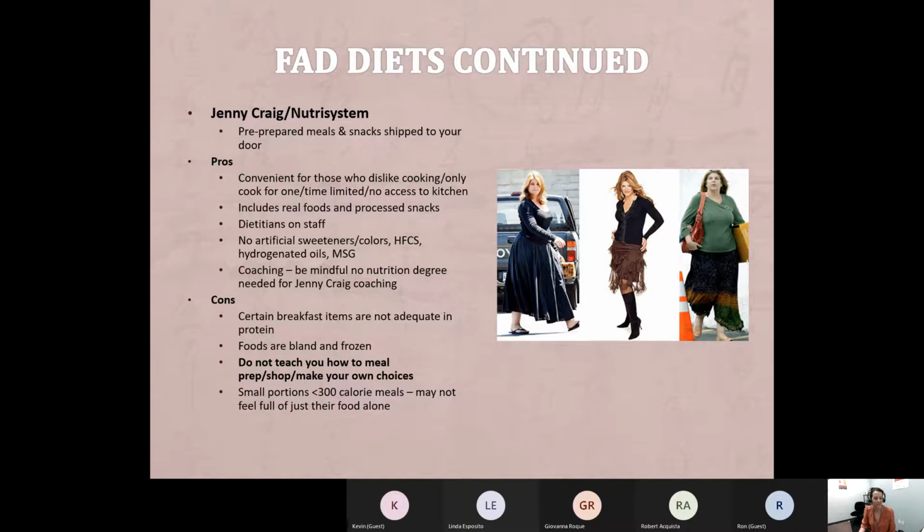But the cons are that certain breakfast items are definitely not adequate in protein. It's like a muffin. As you know, we want you having protein at your meals, especially breakfast. Foods are very bland and are frozen, and they really don't show you how to meal prep or shop or make your own choices. What happens when you go on vacation? Are you going to bring your Jenny Craig meals with you? Like, what's the plan there? And with the small portions, less than 300-calorie meals, you may not feel full on just Jenny Craig food alone. So it can be helpful to get started, but it's definitely a short-term thing.